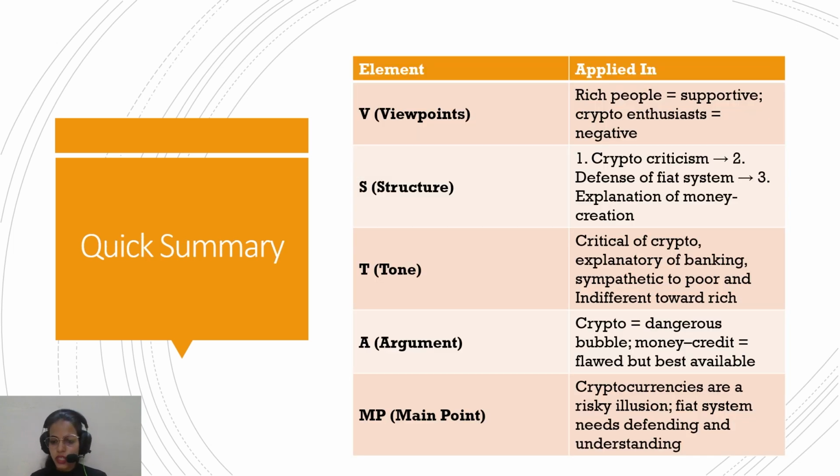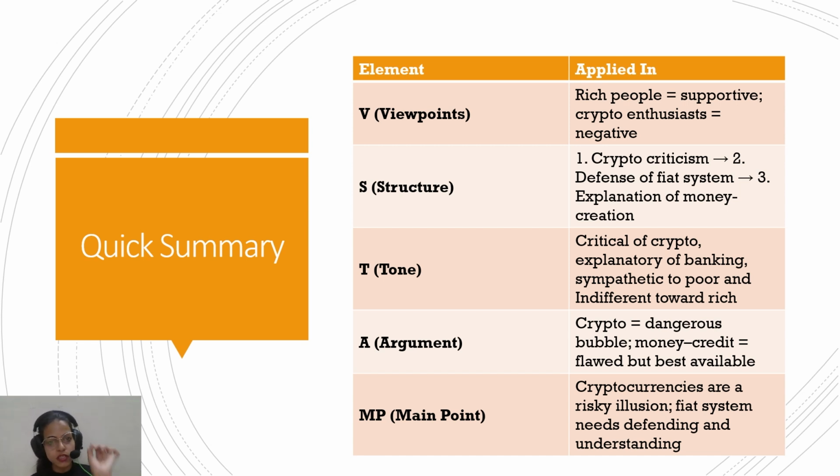So again, I have made a summary of when you were reading the passage. You see that there are viewpoints in the passage. Rich people are supportive of the cryptocurrency, and they can do whatever experiment they want. Crypto enthusiasts, a negative view for them. Then the structure is there is a criticism of crypto. It starts with crypto is dangerous. Then there's a defense of the fiat system. Fiat system is the physical money system that we already have, coins and all those things. Crypto is a digital money system. Then the passage goes on to explain the money creation, how it is done, and what different myths are there in the market and how they should not be believed.